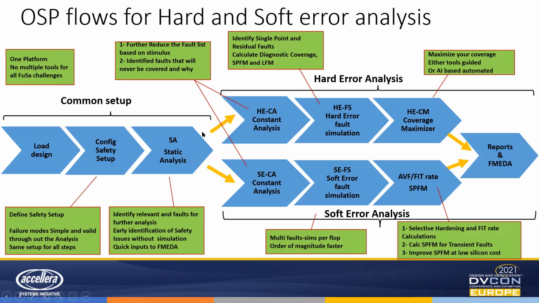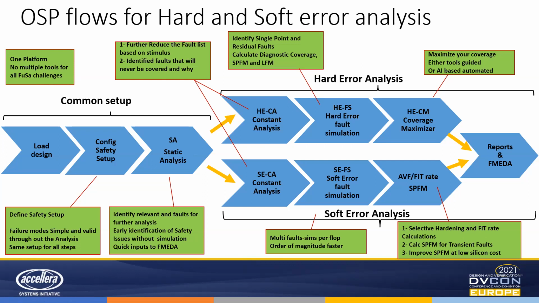This depicts the flow of the Optima Safety Platform for both hard and soft error analysis. The initial setup is the same, not like other methodologies where you need to set up each tool separately and each format is different. So you set up by loading the design, configuring the safety setup, which is nothing but the failure mode, and doing the static analysis to identify what the relevant faults are. As I said, one of the issues is that you may end up analyzing all the faults and debugging the fault results, when what matters is which faults are relevant and which are not.